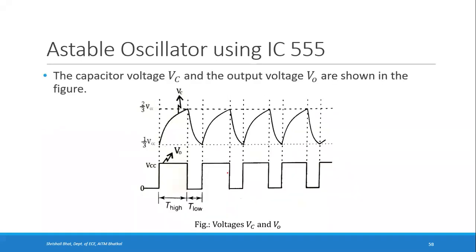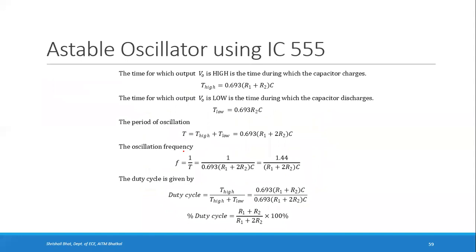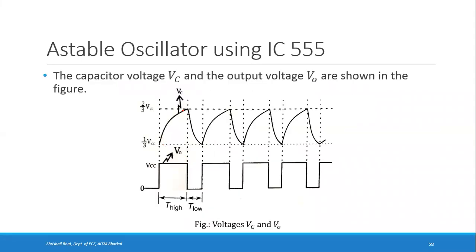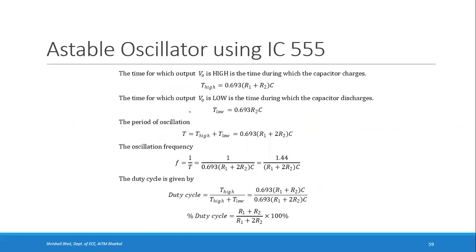So this astable oscillator, what you see is it provides a periodic signal with a period T, where there is a high time and a low time. You can adjust this high time and low time by changing the values of resistances R1, R2, and also the capacitance value C. Okay, so what you observe is the time for which V0 is high is the time during which the capacitor charges. When it is charging, the time constant is (R1 + R2) C, multiplied by 0.693.